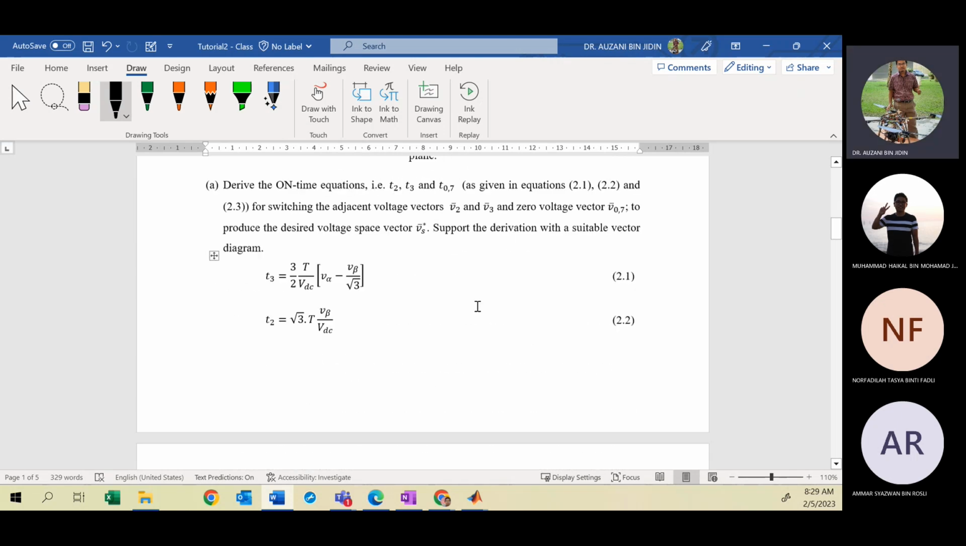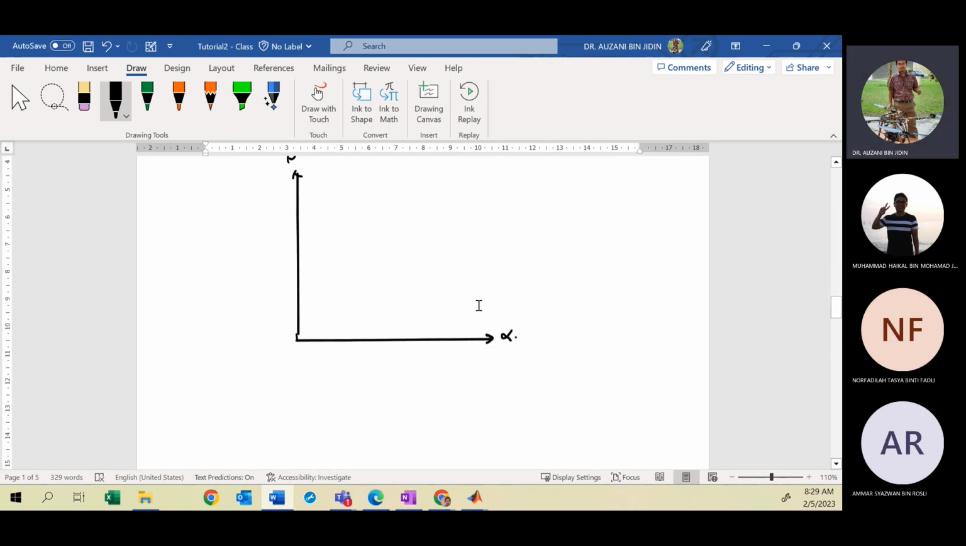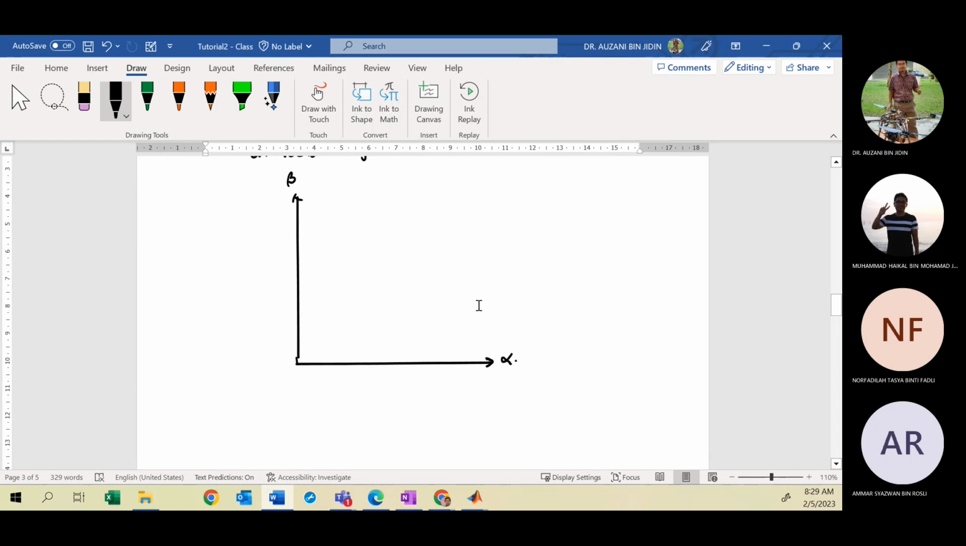So V3 is VA, so based on this axis, your alpha axis, your V3 vector must be aligned with the alpha axis. Okay, remember? This is the important step. The first adjacent vector to be selected is V3. V3 must be aligned or in line with the alpha axis. So here, you must draw your V3.